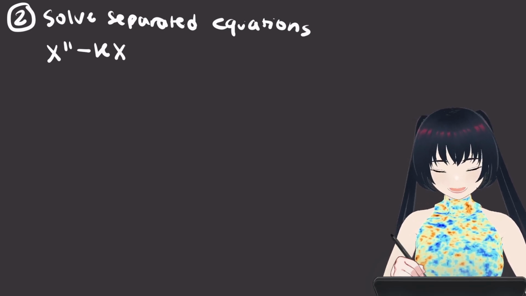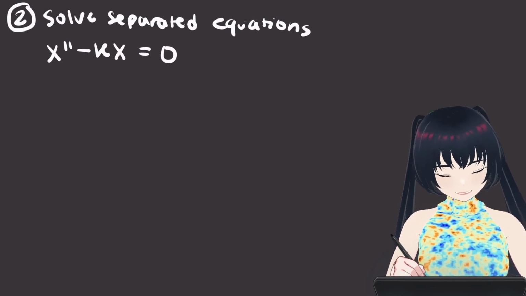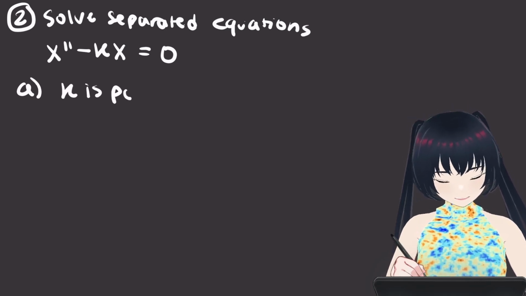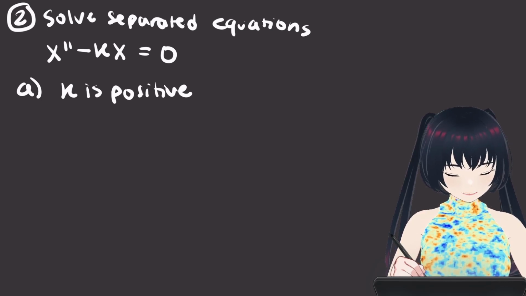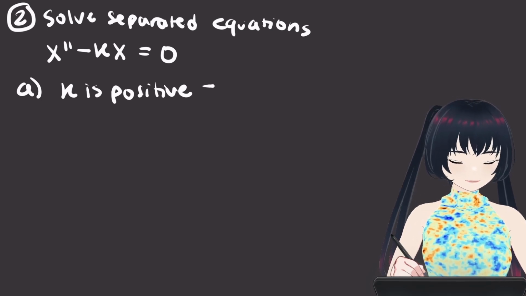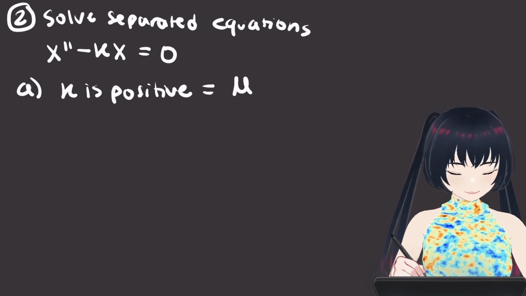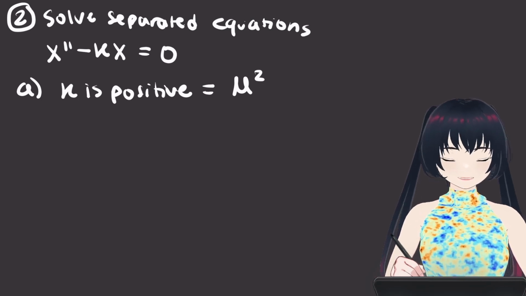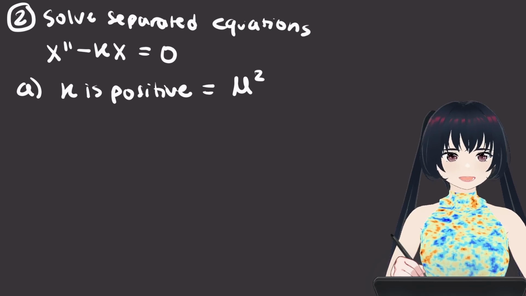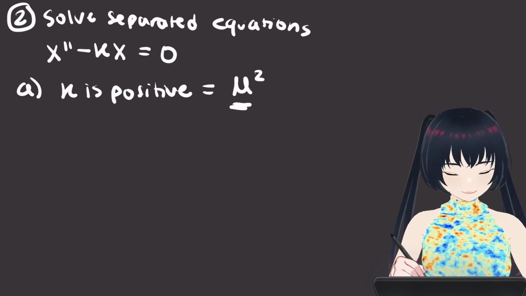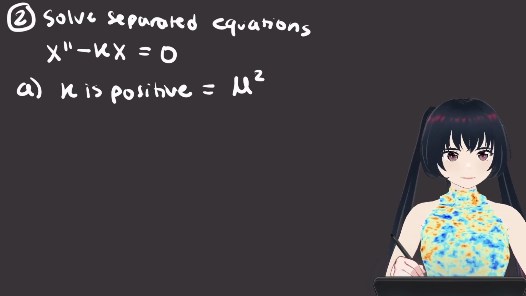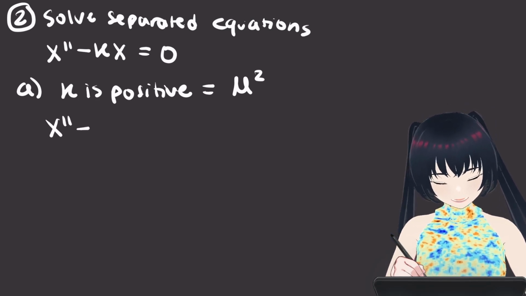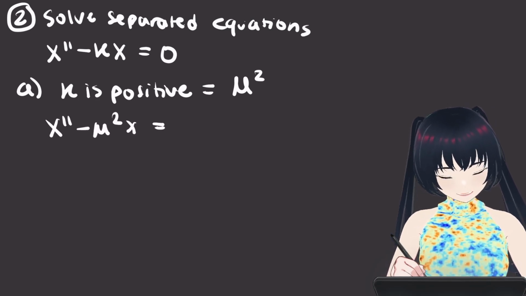X double prime minus kx is equal to 0. In this case, k is positive. That means that we can describe k with respect to another variable. Let's say it's mu squared. The reason why I'm squaring this arbitrary number is because when you square a number, it will always be positive. So this guarantees that k is always positive. And we plug that into this expression here. So we get x double prime minus mu squared x is equal to 0.